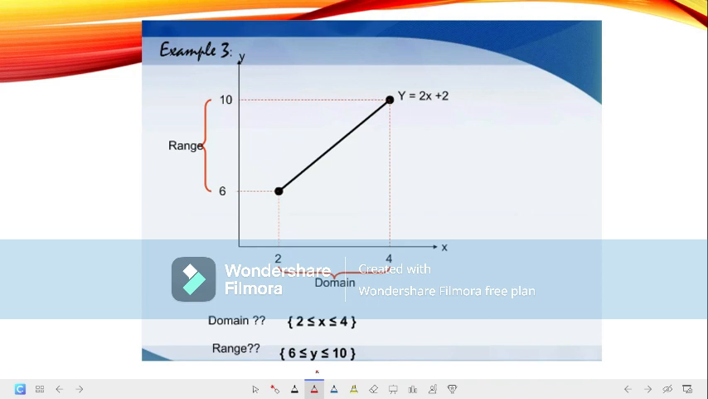Okay, for the next example, this is our graph. As you've noticed, the graph has solid circles at both ends. So to find the domain, we need to do it like this. These are the set of our domains on the graph, from 2 to 4. And since we have solid circles from 2 to 4, meaning 2 and 4 are included.